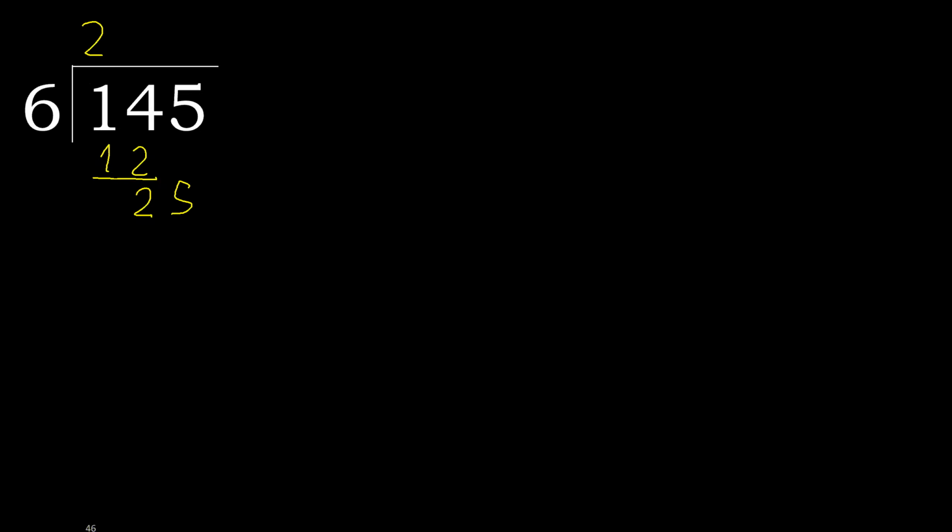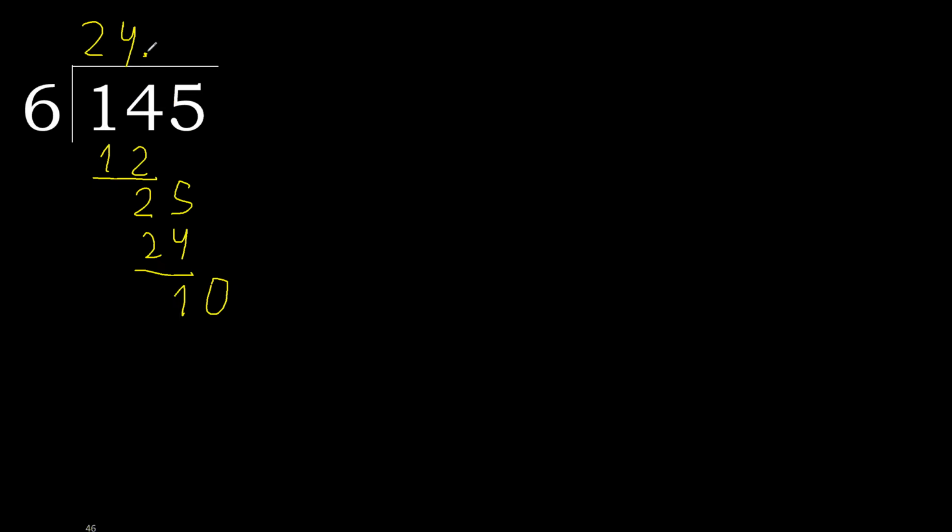Next, 25. 6 multiplied by 5 is 30, which is greater. Multiplied by 4 is 24, which is not greater. Okay. Subtract. Next, there is no number, therefore we complete it. Always complete with 0, here with the decimal point.